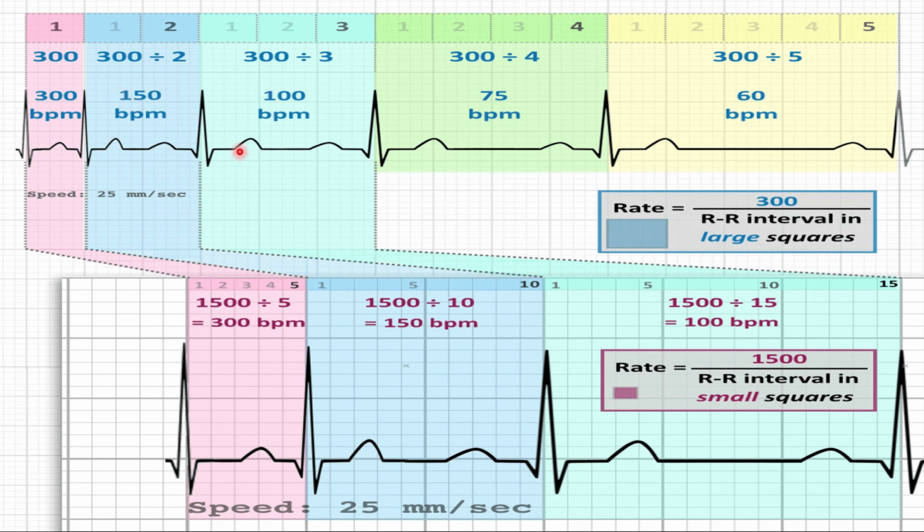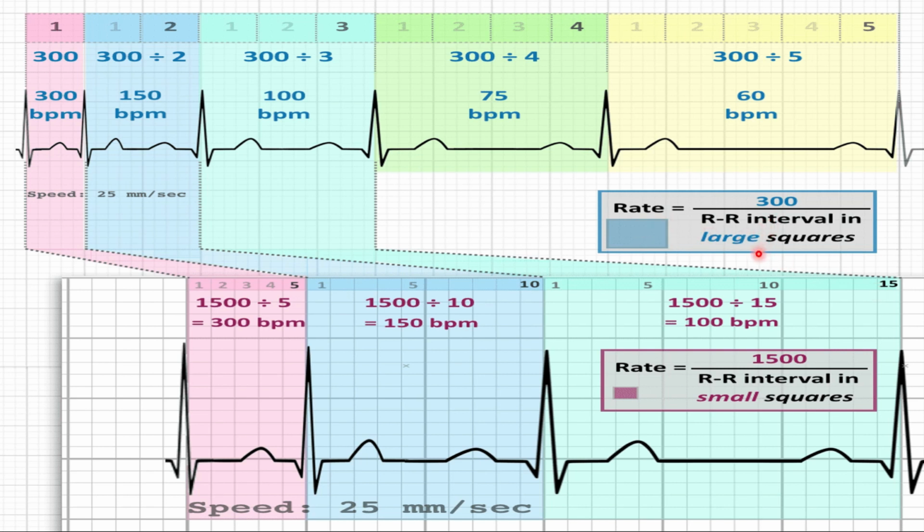In the crude method which I told you, we will select a QRS complex which lies on broad vertical line, and then between this QRS complex and next QRS complex we count large boxes. The first large box is calculated as 300, next as 150, and the next one as 100, and then 75.